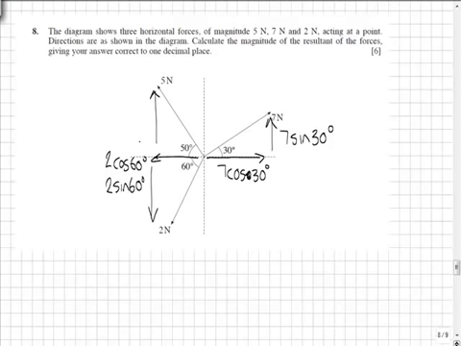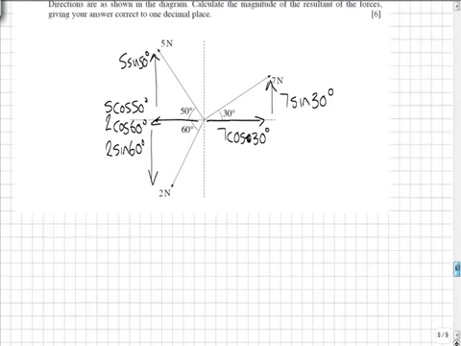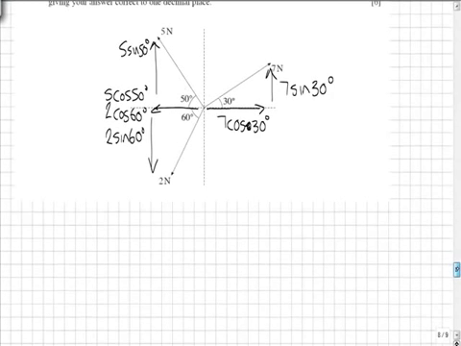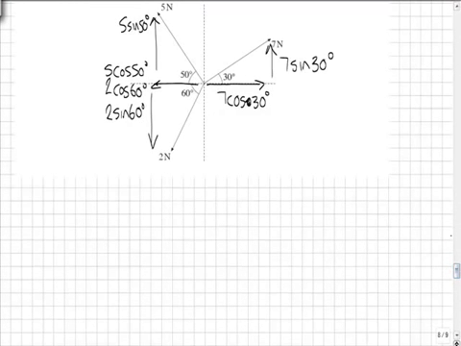And finally, the 5 newtons acting at 50 degrees, the horizontal component would be 5 cos 50 degrees, and in the vertical 5 sin 50 degrees. The only thing remaining to do now would be to find the resultant force in the vertical in the y direction, taking upwards to be positive, and in the x direction, taking right to be positive.